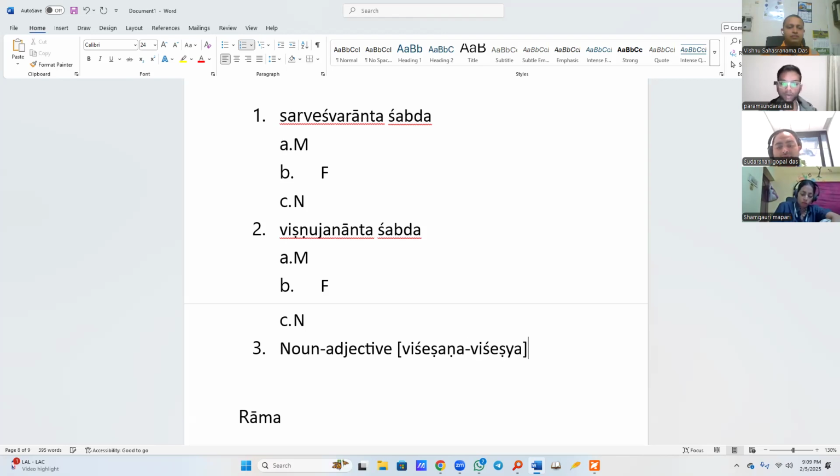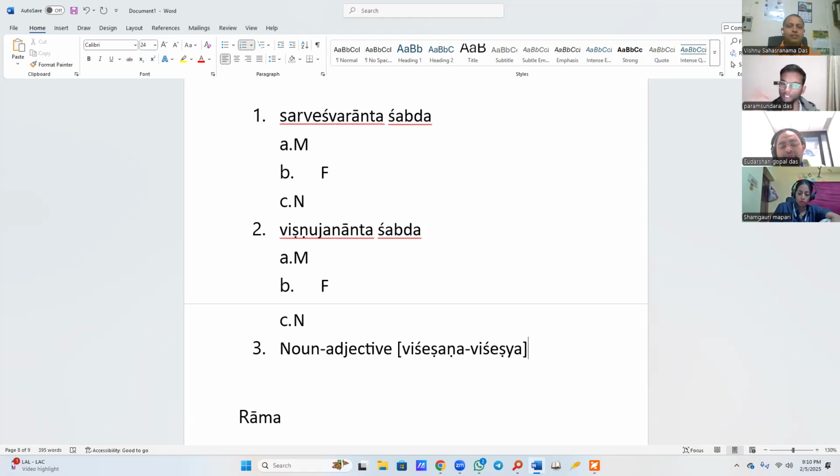So Visheshya is a noun and Visheshana refers to adjective. For example, Dharma Kshetre Kurukshetre. Visheshan, adjective, you all know what is adjective, right? Which tells us something more about the noun, some quality or something. For example, Dharma Kshetre Kurukshetre. Dharma Kshetra Kurukshetra is a set of Visheshan Visheshya.